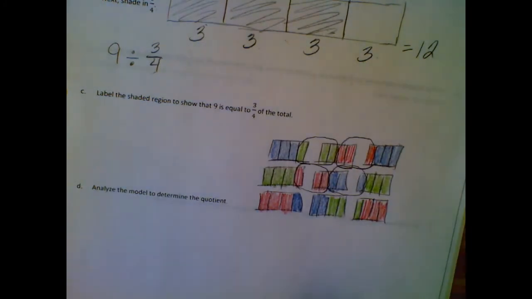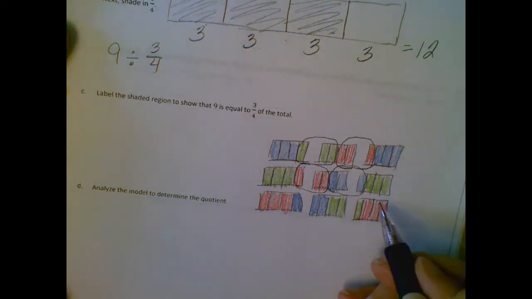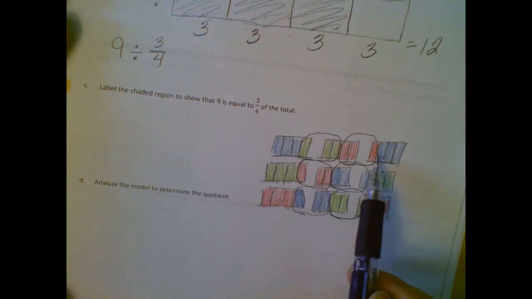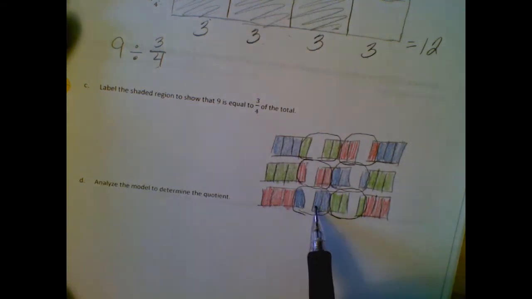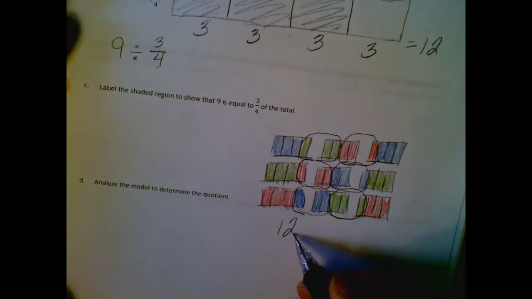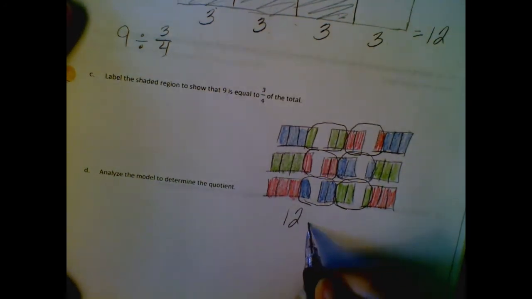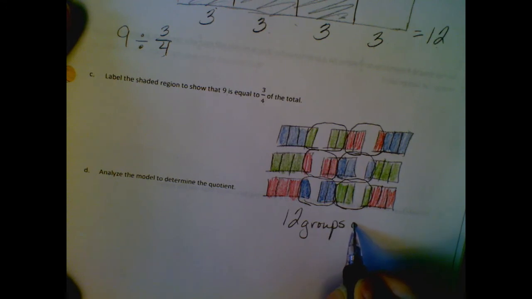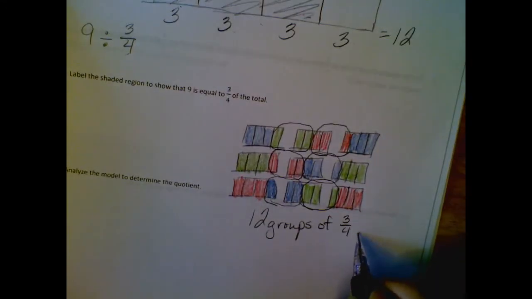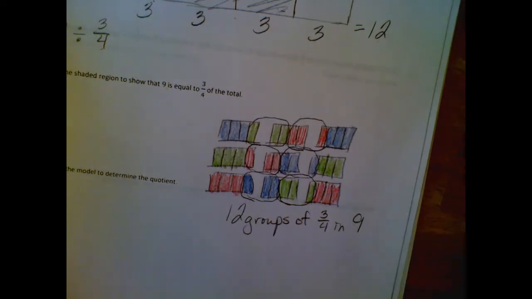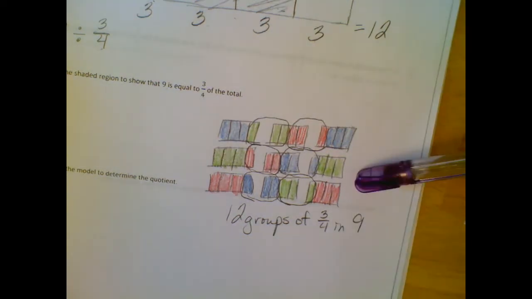Okay, so I like this visual because it shows me my groups of 3/4. So when they're all together, there's 3 and the size is fourths, 3 and the size is fourths. So out of these 9, we have 1, 2, 3, 4, 5, 6, 7, 8, 9, 10, 11, 12. We come up with 12 groups of 3/4 in 9. And you can see it very, very easily.